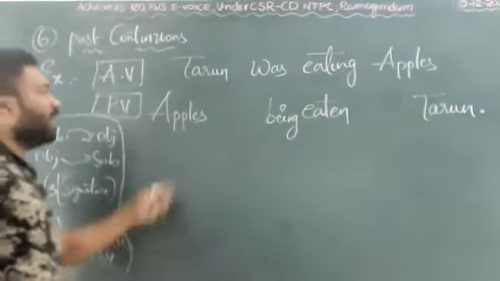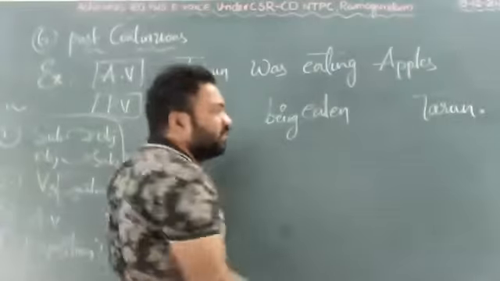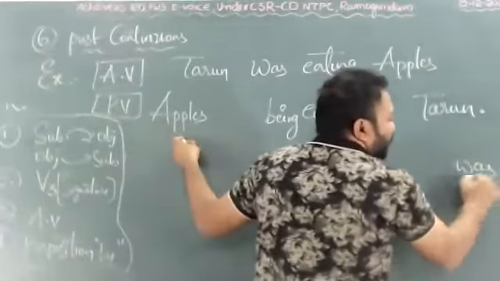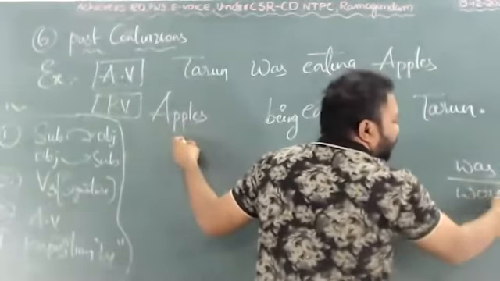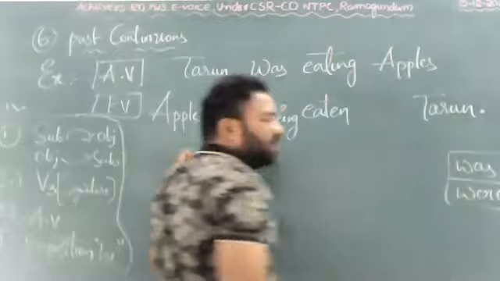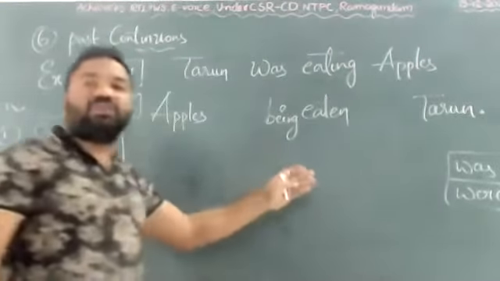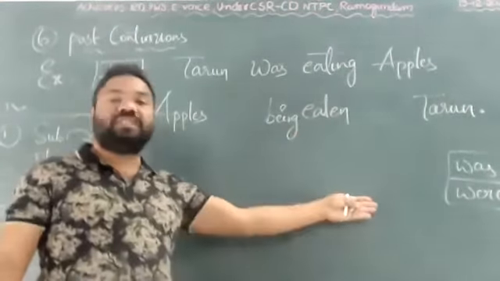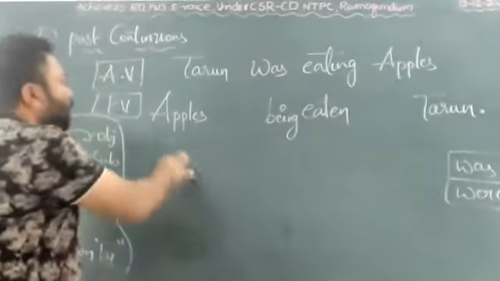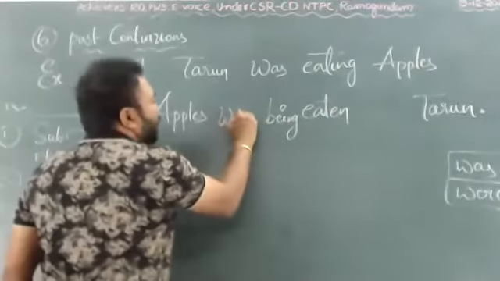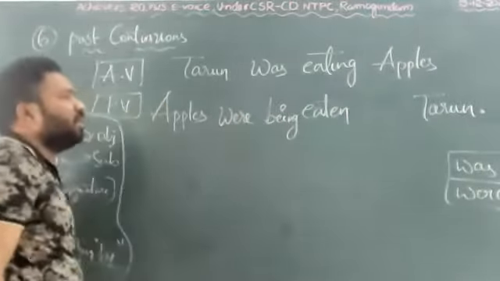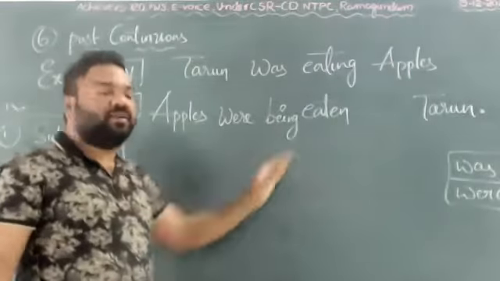Suitable auxiliary verb. Apples, we have only two supporting verbs. One is was, the other one is were. Was is used for singular and were is used for plurals. Therefore, apples were being eaten. Okay, next.